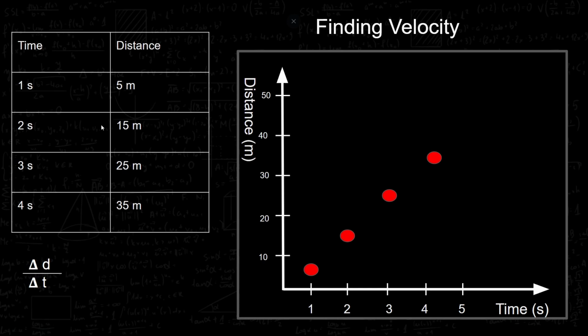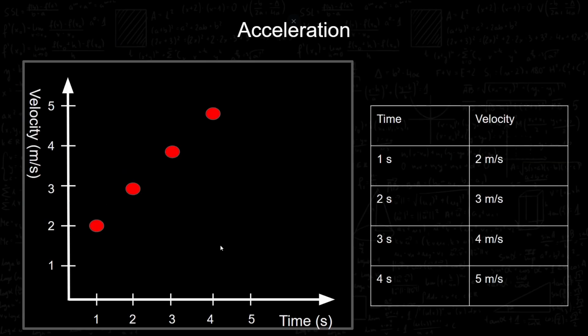So I can just take any two values here. Let's just take the first two, and I'll have 15 meters minus 5 meters. That would indicate the change in distance of 10 meters, divided by 2 seconds minus 1 second, which would give me the change in time, and that would work out to 10 meters per second change, or 10 meters per second velocity. Moving on to acceleration.